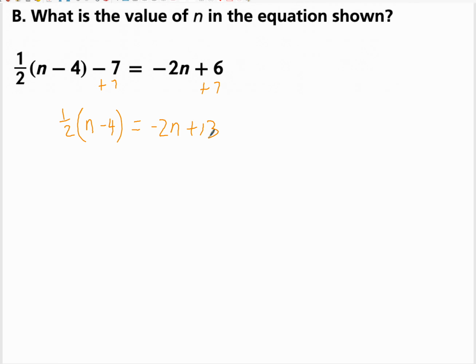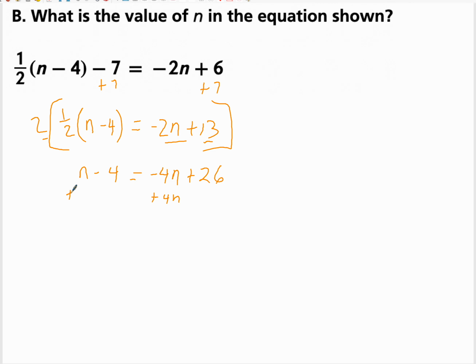And I'm going to multiply everything times 2 to get rid of the fraction. So that is n minus 4 here equals, I'm multiplying by 2, so I need to do negative 4n plus 26. I multiplied both of these terms by 2. There you go. Now I can balance the equation, so add 4n to both sides.